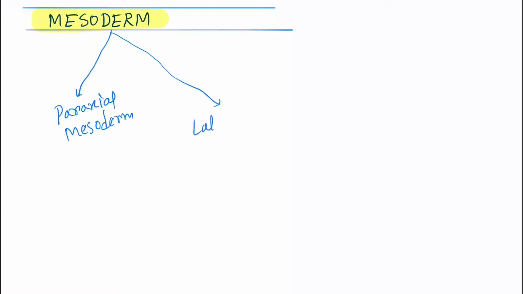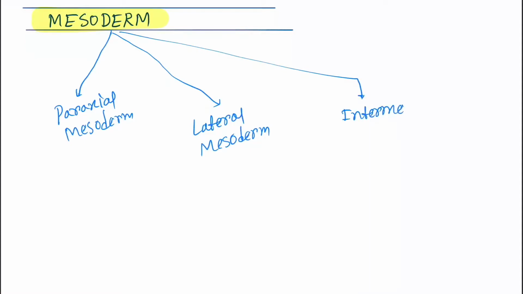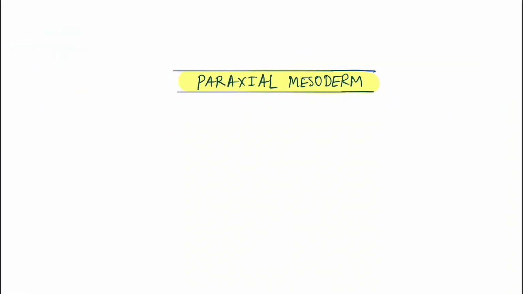Next come to the mesoderm. So mesoderm, it forms paraxial mesoderm, next it forms lateral mesoderm, and intermediate mesoderm. Okay, now one by one.